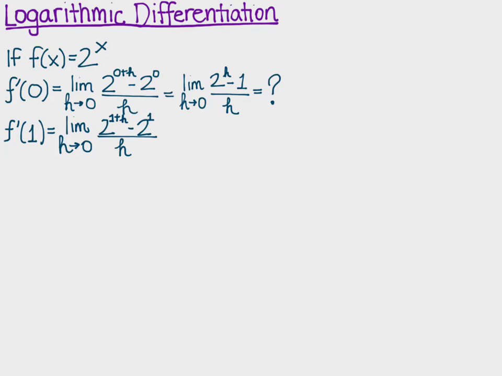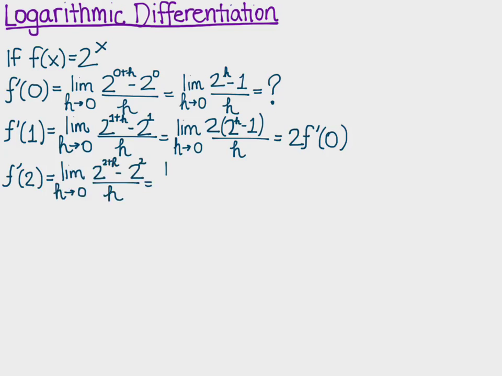f prime of 1, similarly, is the limit as h goes to 0 of 2 to the 1 plus h minus 2 to the 1 over h, which, notice that we can pull a 2 out of each term, and we're left with the limit as h goes to 0 of 2 times 2 to the h minus 1 over h. This gives me 2 times f prime of 0.